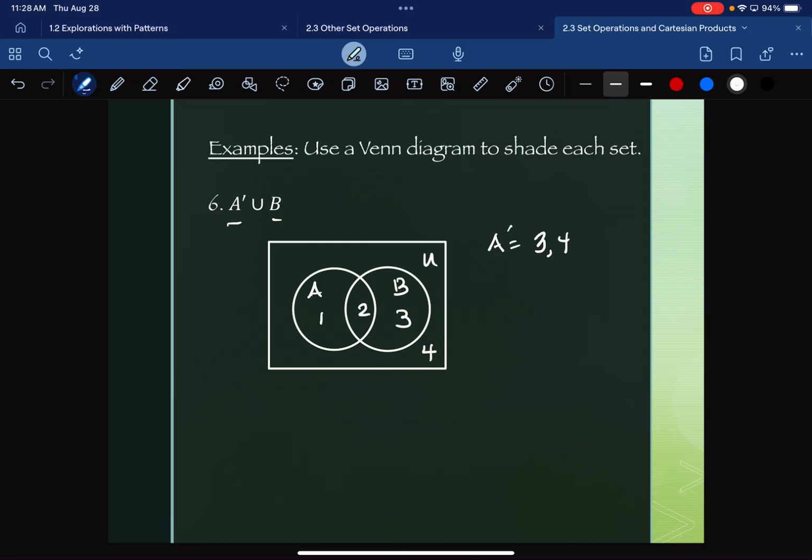Cool. The other item in our problem that's listed says B. So this time I don't want the things that are not in B. I actually want the numbers that are in B. So what numbers are in B? Yep, 2 and 3. Okay, everybody good so far?